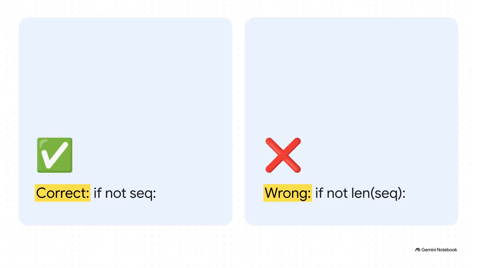Did you get it? The correct, fully PEP 8 endorsed way is simply if not seq. Writing if not len(seq) is actually considered wrong by the style guide. Remember, empty sequences are already considered false by default. We really don't need to calculate their length to prove they're empty. We just let Python evaluate the sequence itself.